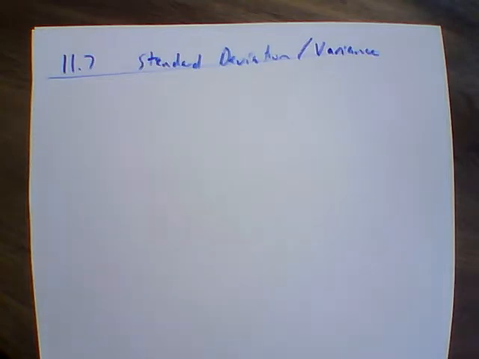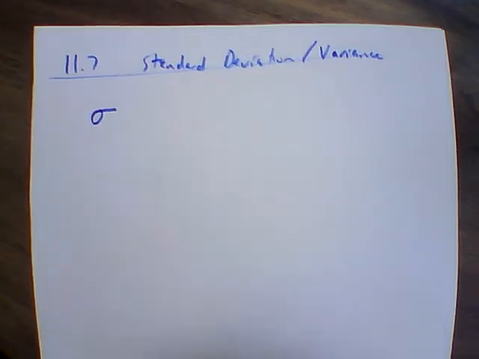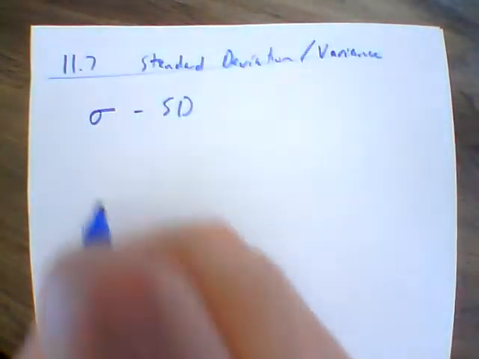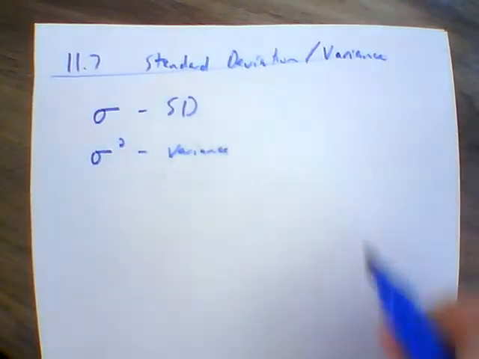Standard deviation is generally denoted for a population by sigma. I say population because there are times we use a lowercase s. That's for a sample. You will not see that until elementary statistics. We're just covering the basics of standard deviation and some of the stuff that goes into it. So this is our standard deviation, and sigma squared is our variance.